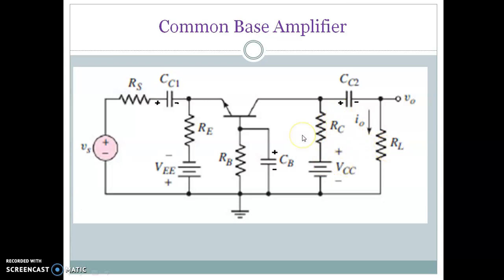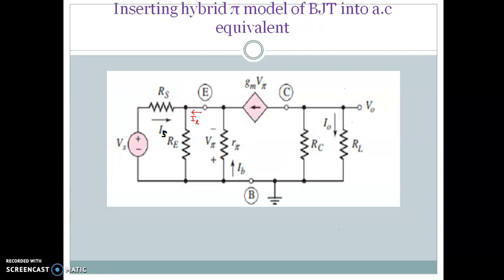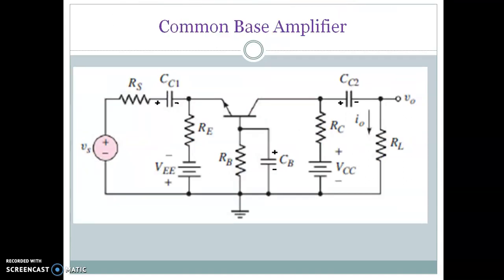Okay, so the first step to do your analysis, we have to replace the coupling capacitors by the short circuit, and we have to remove the DC sources. Next step, we have to replace the transistor with its hybrid pi model. So when we do it, I have already mentioned that there will be no effect of your RB, because RB has been bypassed by this capacitor, so therefore it will vanish, and these coupling capacitors have been shorted, and the transistor has been replaced with its hybrid pi model.